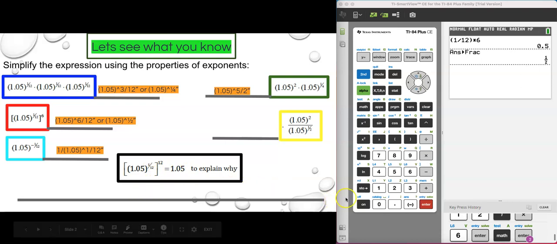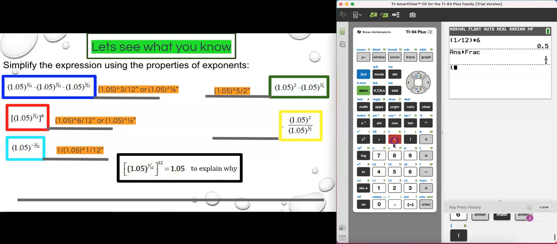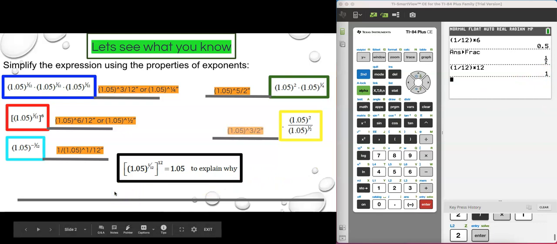Well, let's see. I see that 1.05 is my base number. If I take the fraction 1/12 and multiply it by the whole number 12, you see that I get 1. So therefore, this becomes, there, I put that in there. All right, we have a power raised to a power, so that means we multiply the exponents. When we multiply the exponents, we get 1. So 1.05 raised to the first power is just 1.05. They're the same exact thing.